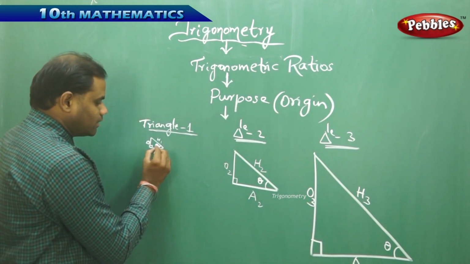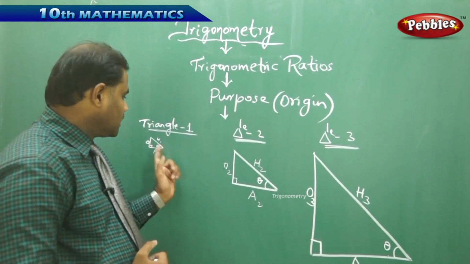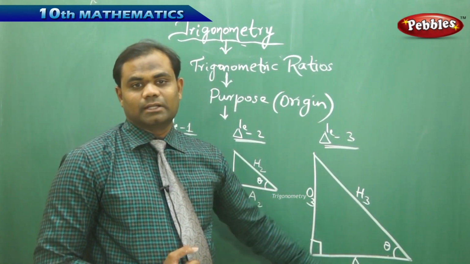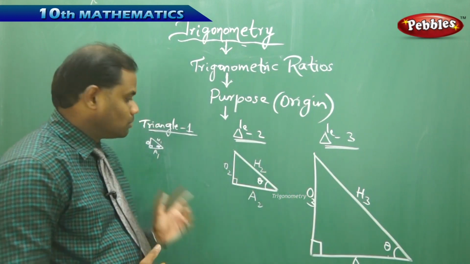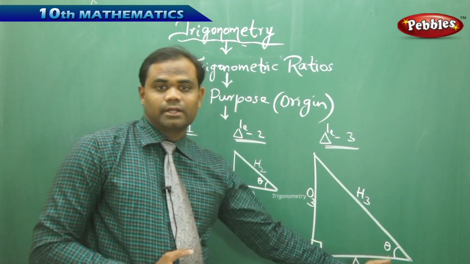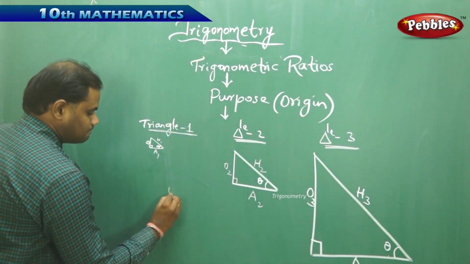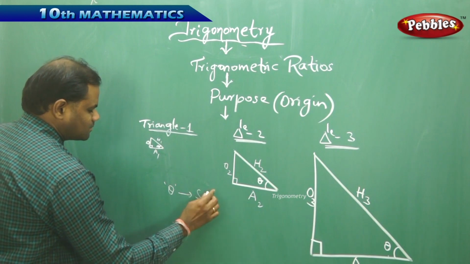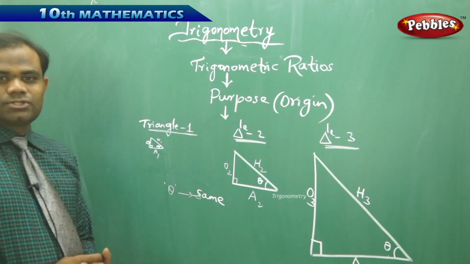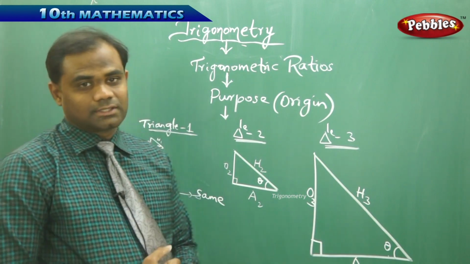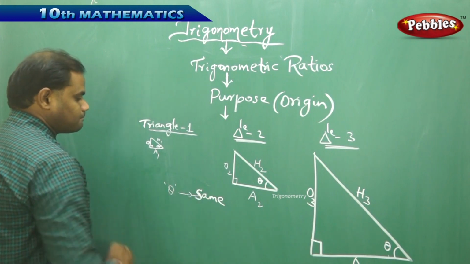This is a very important note to be made: here the angle theta is the same, but each of the sides has different dimensions. Smaller triangle, medium triangle, and a bigger triangle. So here theta is the same, it is not changed. Let's see what interesting factors come into existence in the trigonometric ratios.